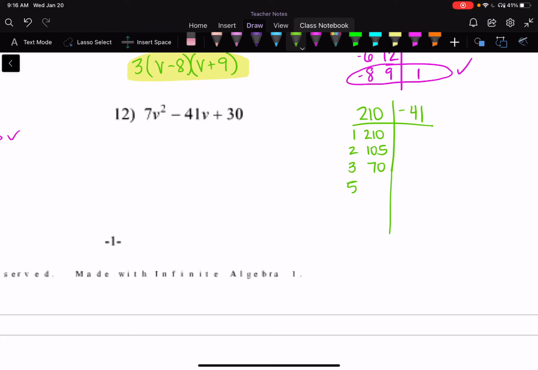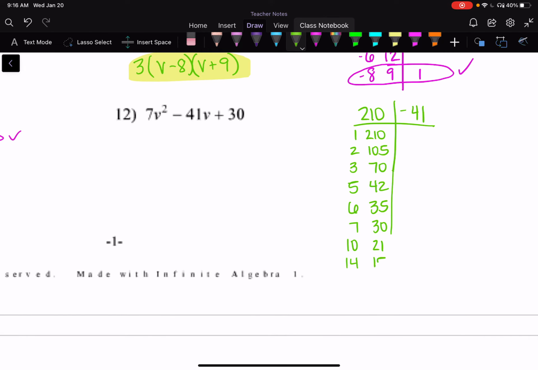5 and 42, 6 and 35, 7 and 30, 10 and 21. 14 and 15 is my last factor pair.